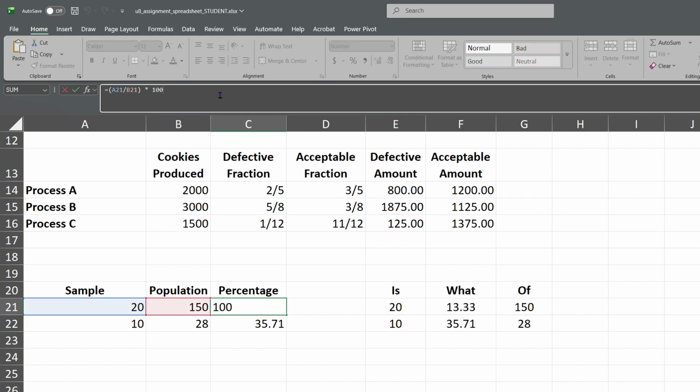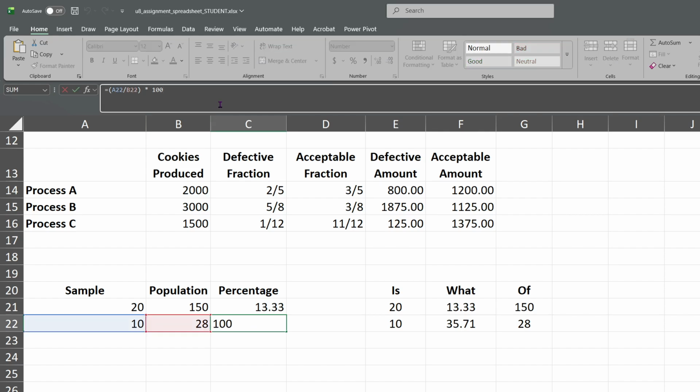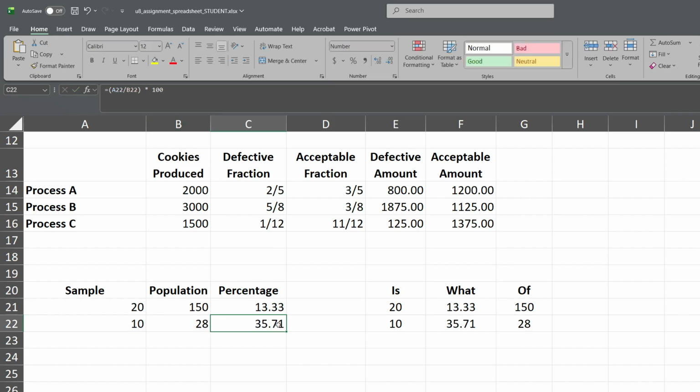We simply take A21 and divide it by B21, so the smaller number divided by the larger number, and we multiply by 100, and that gives us 13.33%. We had the other, where it was 10 and 28, and you can see here, same formula. Take the smaller number, divide it by the larger number, multiply it by 100, and we get the percentage.